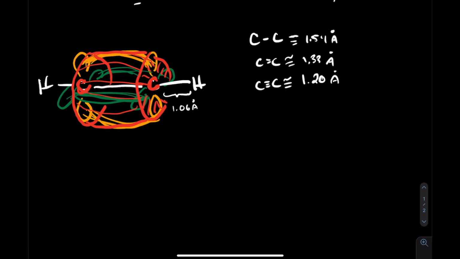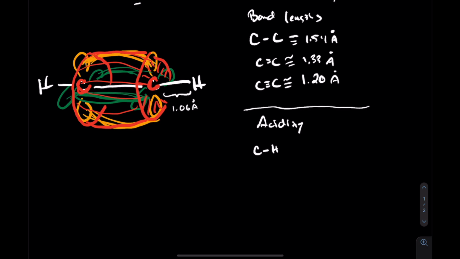And as a consequence, these protons are becoming more acidic. If we compare the acidities of our hydrocarbons, we'll call this up here bond lengths, and this acidity. The acidity of a CH bond on a CC single bond has 25% S character, because it's sp3, 3 P's, 1 S, not a lot of S character.